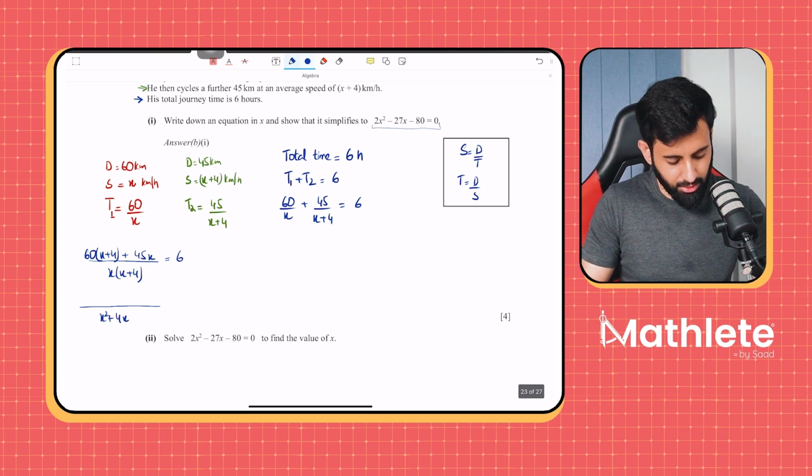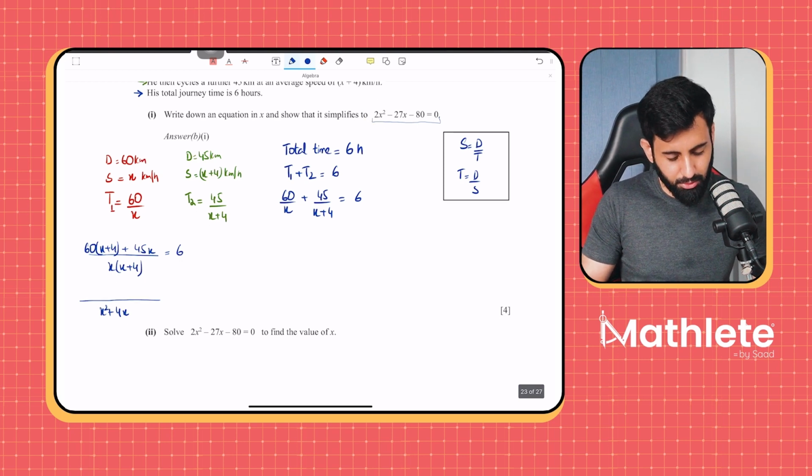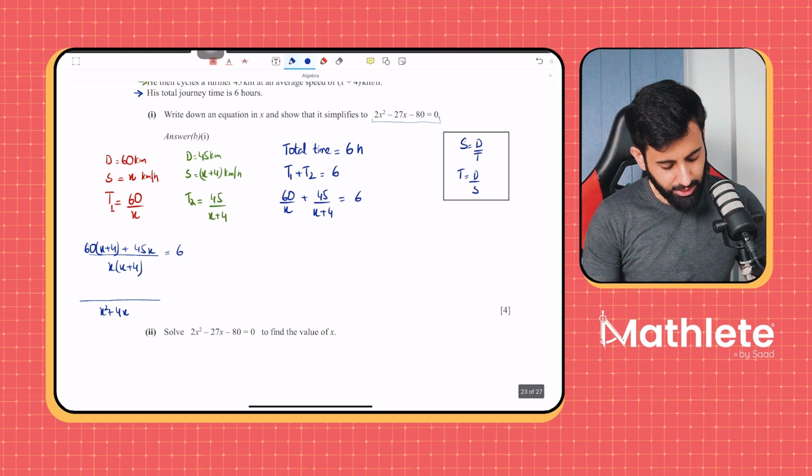Let's see if that's the correct answer or not. By the way, in the first part, you're only supposed to show that it simplifies to this. You're not supposed to solve it in the first part. That is in the next part.